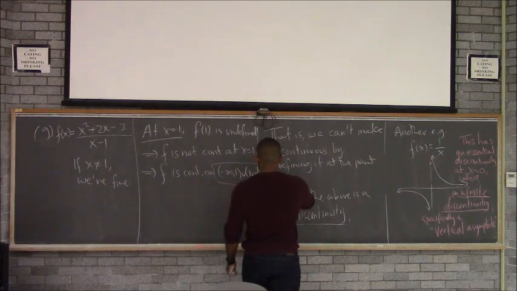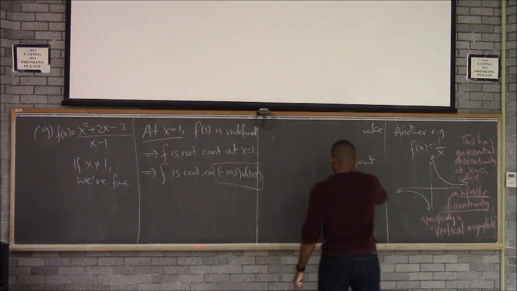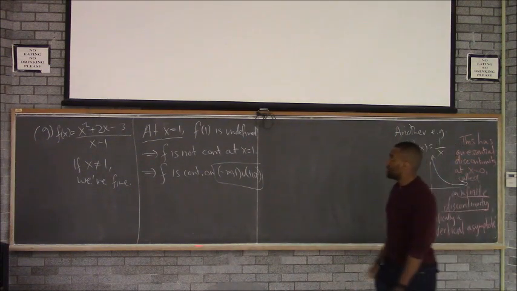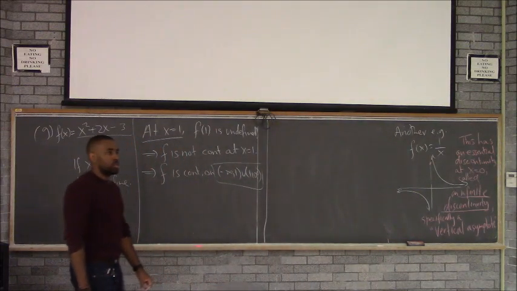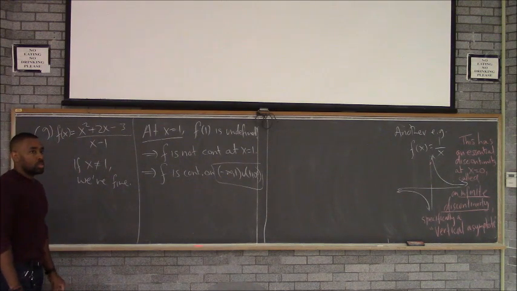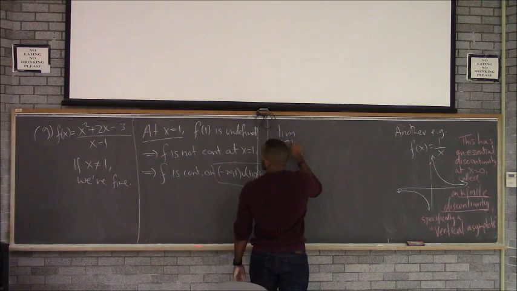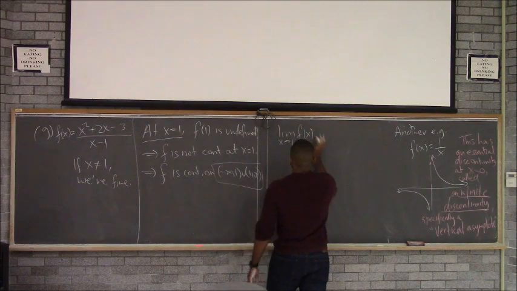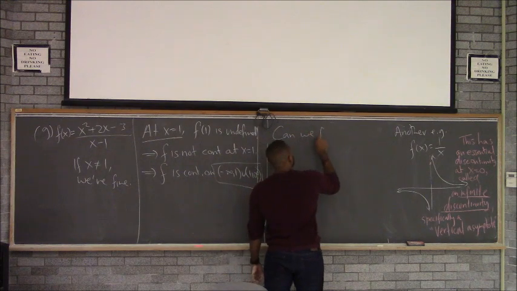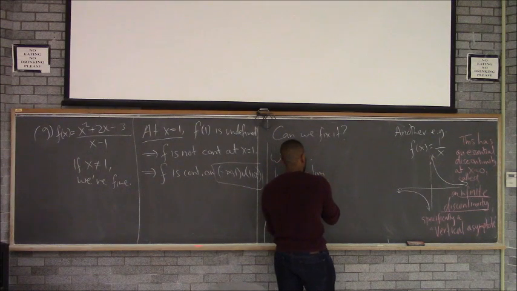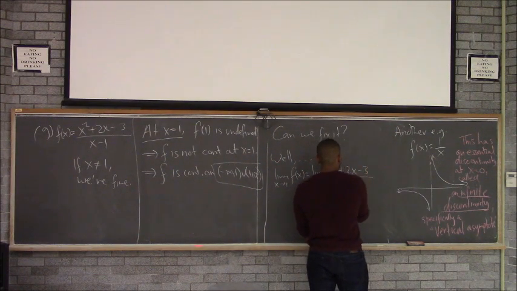So now let's deal with the question, can we fix it? How do you examine whether or not you can fix the problem? Find the limit. So let's actually find the limit as x approaches 1 of our function. Here I'm examining the question, can we fix it? How would you try to find that limit?